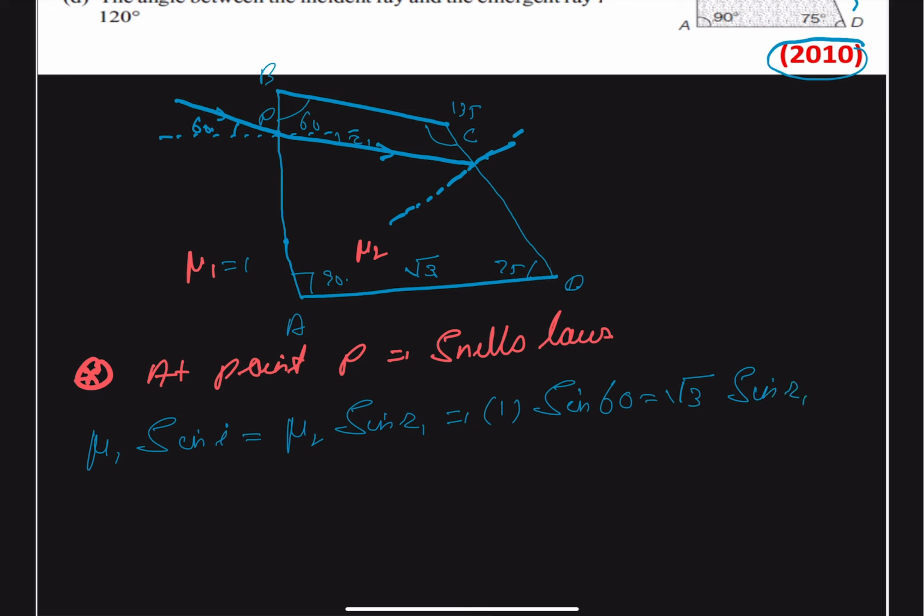And sine 60 is root 3 by 2. Root 3 and root 3 goes away. So we are left with our sine of R1 is equal to 1 by 2. This gives us that our R1 is equal to 30 degree. So we got that our R1 is our 30 degree. And we need to find out what will be the angle of incidence. Let us suppose this point is Q.